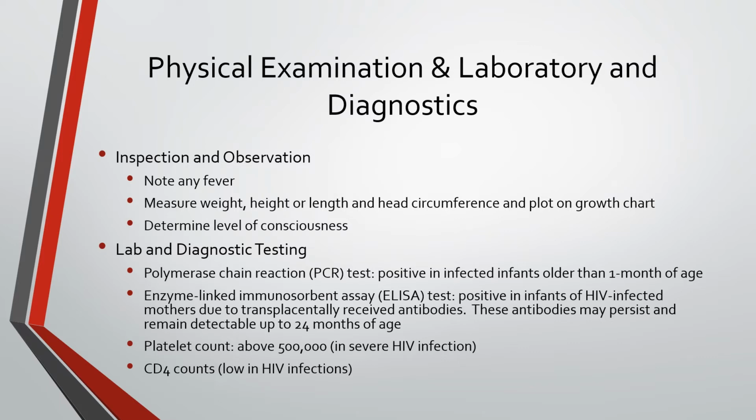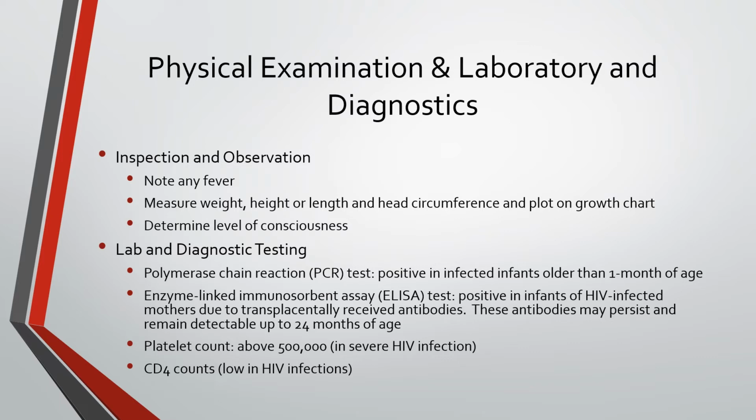So after we've taken a thorough history, we'll do our physical exam, and that's going to be completed doing inspection and observation first. So we're going to inspect and observe our patient. Are there any fevers that have been noted? We're going to measure our infant and plot them on that growth chart so we can see that baseline measurement. We also need to determine that level of consciousness. They could be alert or oriented or depressed if HIV encephalopathy is present.